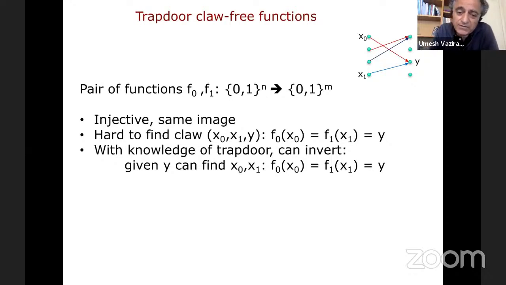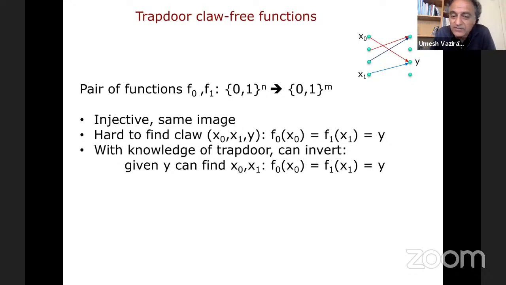Okay, so now these functions have two properties. One is that it's computationally hard to find the claw. So you cannot find a triple x0, x1, and y, where x0 and x1 are the two pre-images of y.